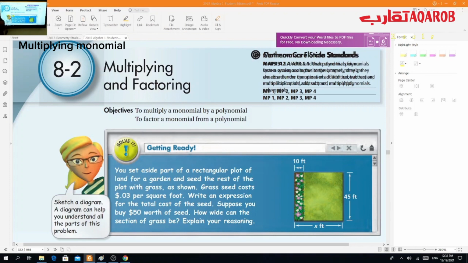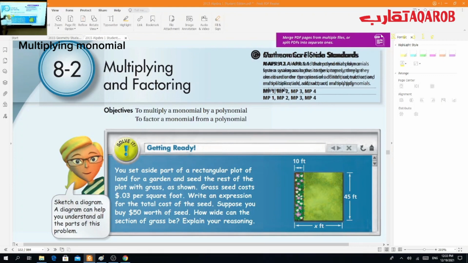Now, if we say that multiplying is going to the right, factoring is going to the left. It's just like division, but it's dividing polynomials. It means that when you factor polynomials, you just split or divide them into their basic parts.